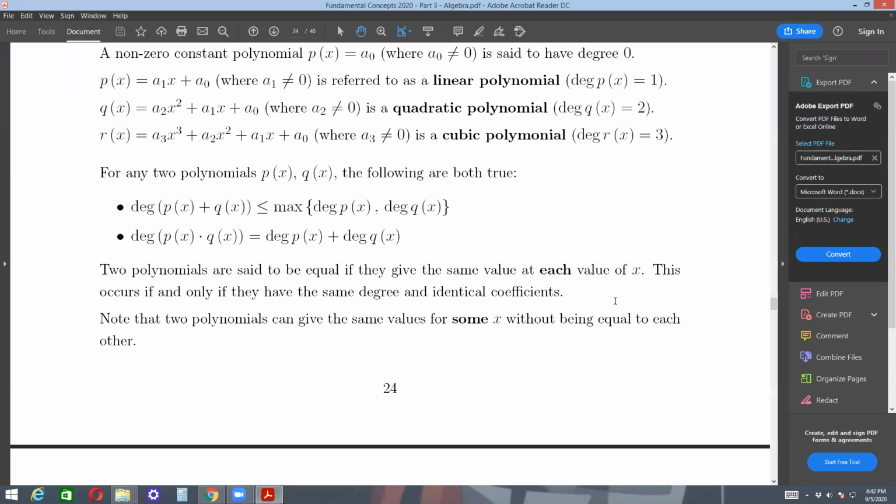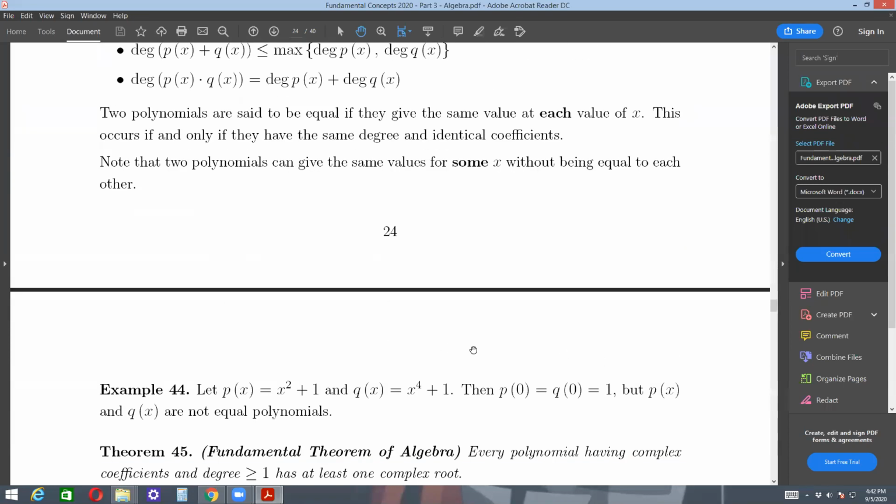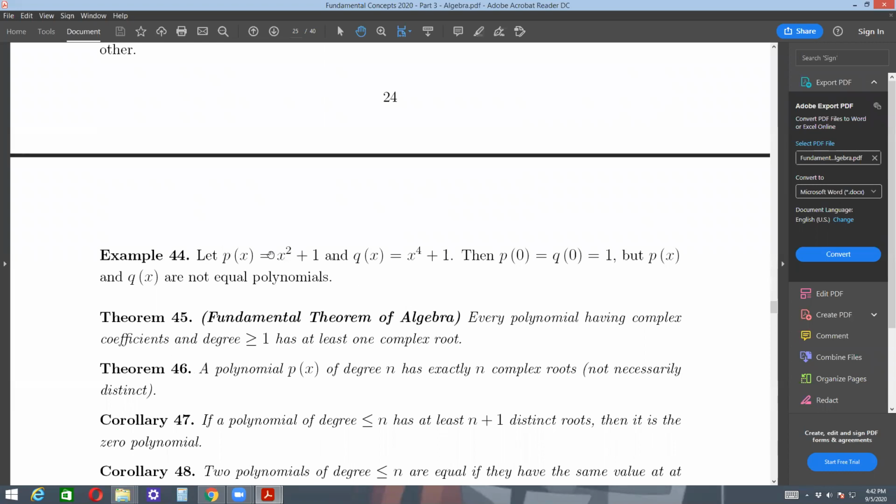Two polynomials are equal if they give the same value for each value of x. For example, if p of x is x squared plus 1 and q of x is x squared plus 4, hmm, actually, if I take x as 0, x as 1, and x as minus 1, it'll give me the same value for both polynomials. For 0, I'll get 1 for both. For 1 and minus 1, I'll get 2 for both. But that doesn't mean they are the same polynomials, because if you take x as 2, you'll get different values.